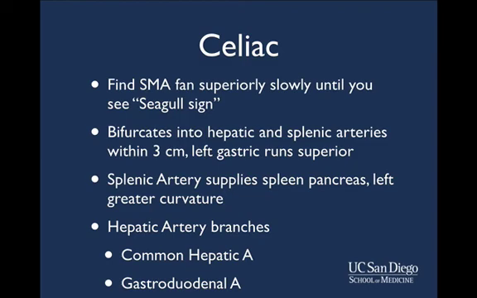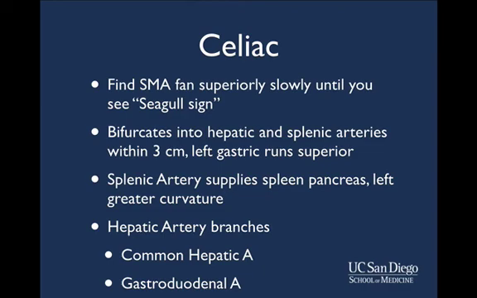To find the celiac, we must first find the superior mesenteric artery, as it is easily identifiable by the thick white mesentery surrounding it. Once we find the superior mesenteric artery, we slowly fan superiorly until we notice the seagull sign. This is when the celiac artery bifurcates into the hepatic and splenic arteries, and this occurs within 3 centimeters. Very rarely do we see the left gastric coursing superiorly.